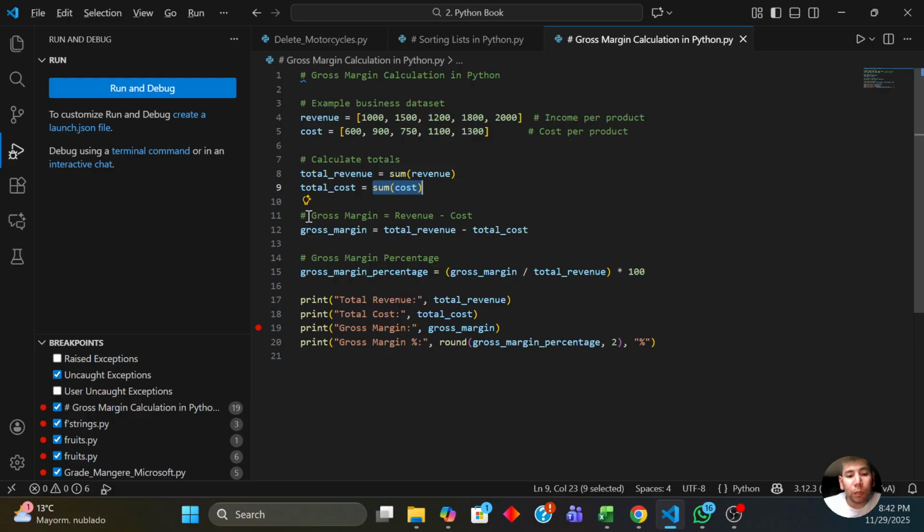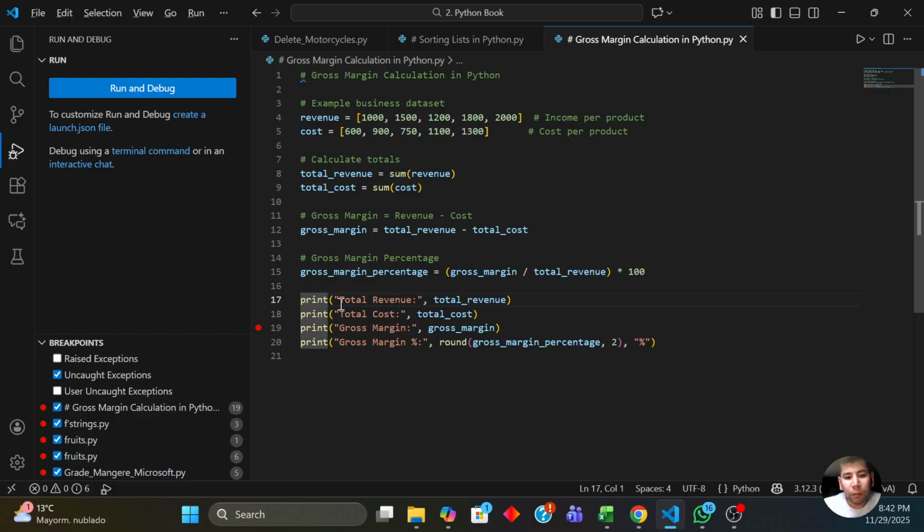After that, we are going to calculate the gross margin. Its formula is revenue minus cost. With that, we will be able to calculate also the gross margin percentage, and the formula is gross margin divided by total revenue multiplied by 100, because this is a percentage.